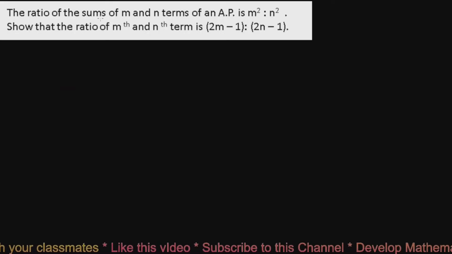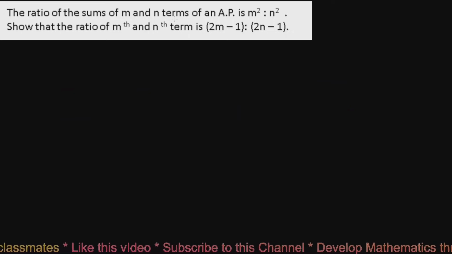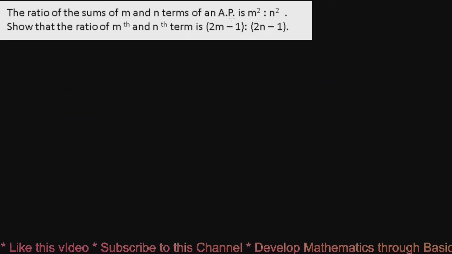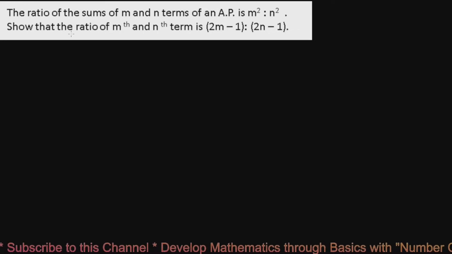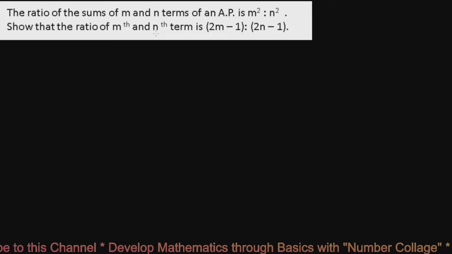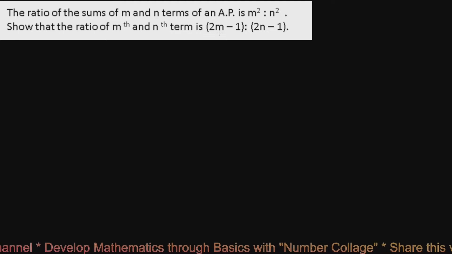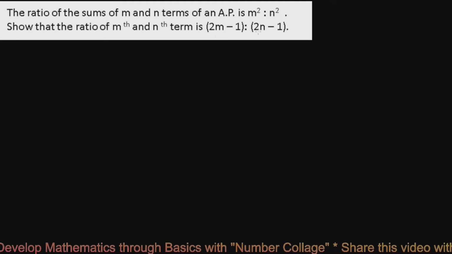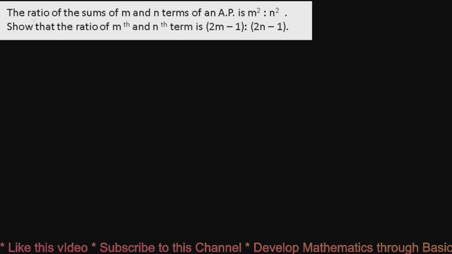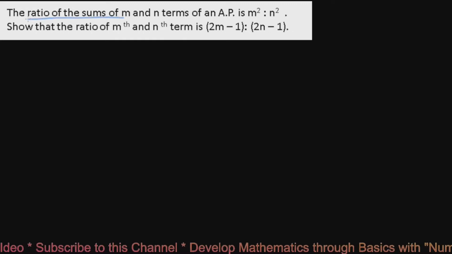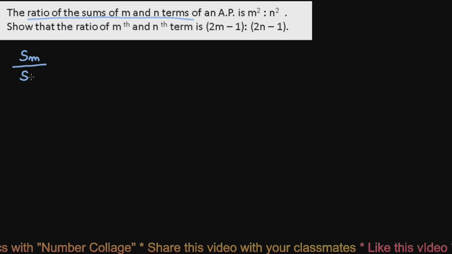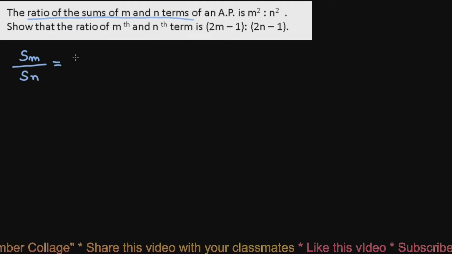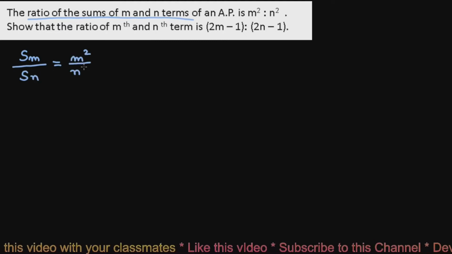Next problem: the ratio of the sums of m and n terms of an AP is m square is to n square. We have to show that the ratio of the mth and nth terms is (2m minus 1) is to (2n minus 1). First we will write the ratio of the sums of m and n terms. So Sm upon Sn equals m square upon n square, given.